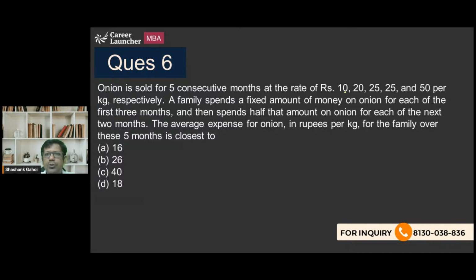So for these 5 months, with prices 10, 20, 25, 25, and 100, I am assuming that the family is spending 200 rupees every month for the first 3 months. So 200, 200, 200 for the first 3 months, and in the next 2 months the family is spending 100, 100.